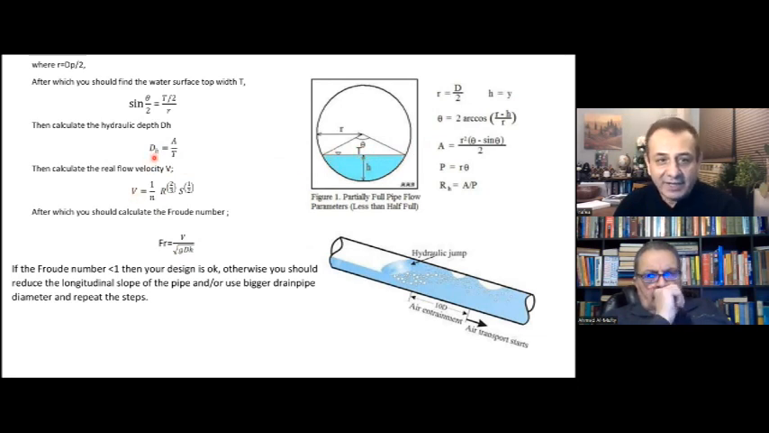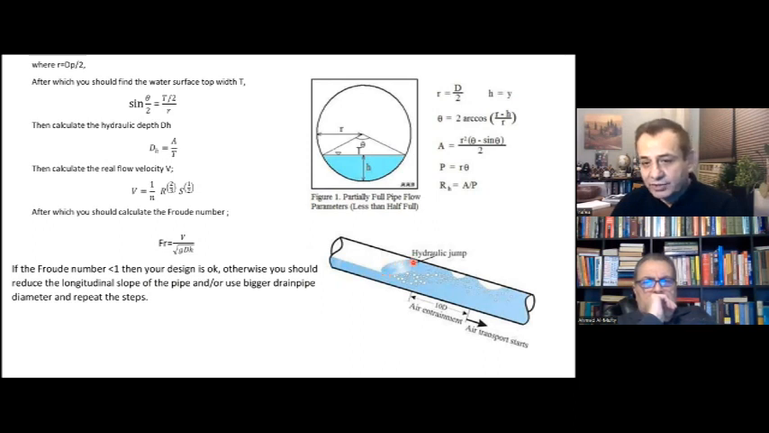So when you find DH, T, RH, and A, you can find V, the velocity of the flow, when you have partial flow, and then you can find the Froude number. Now, if this Froude number is less than 1, we are okay. If it is greater than 1, that means we have supercritical flow. And when we have supercritical flow inside the pipe, there is a possibility of a hydraulic jump, which we don't want to have through the pipe.